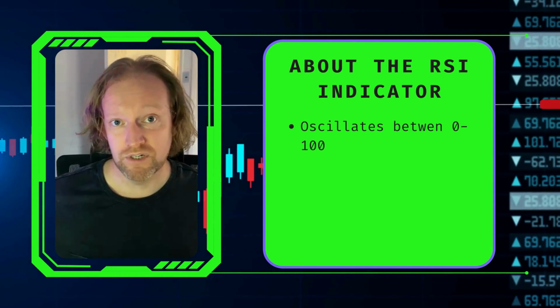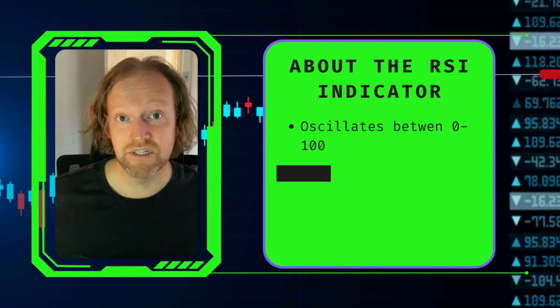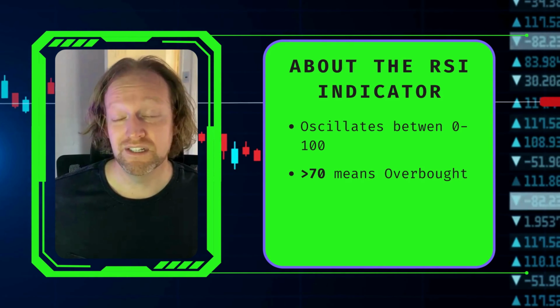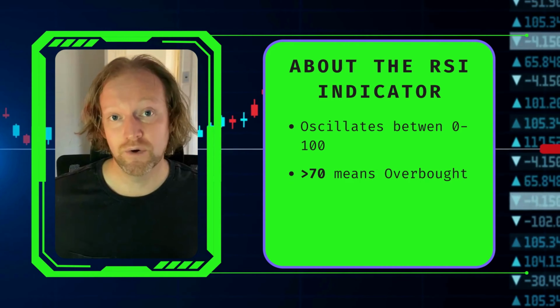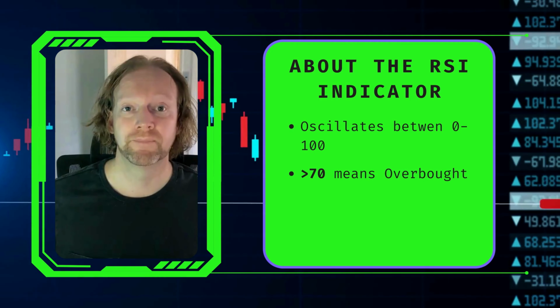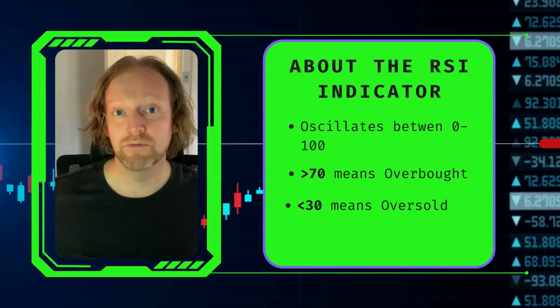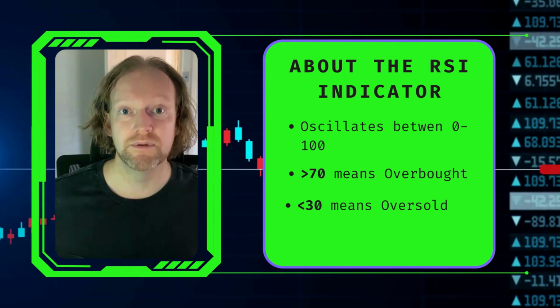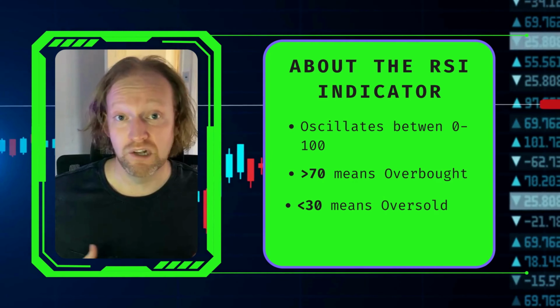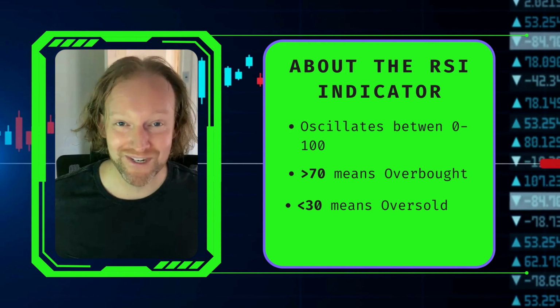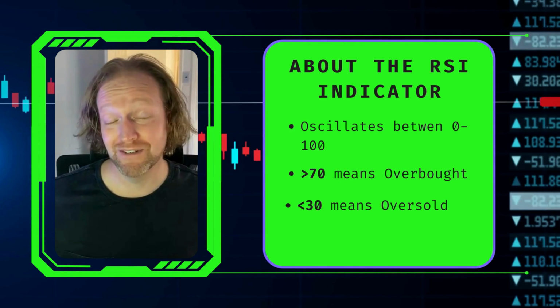When a security reaches an RSI value of 70 or more, it's often considered to be overbought, which means that it's likely that the price is going to start trending down in the near future. In a similar manner, if the RSI value reaches a value of 30 or below, it can be considered to be oversold, in which case it's likely that it's going to start trending back up again. I'm sure you can already start to imagine some strategies you could use with these values.